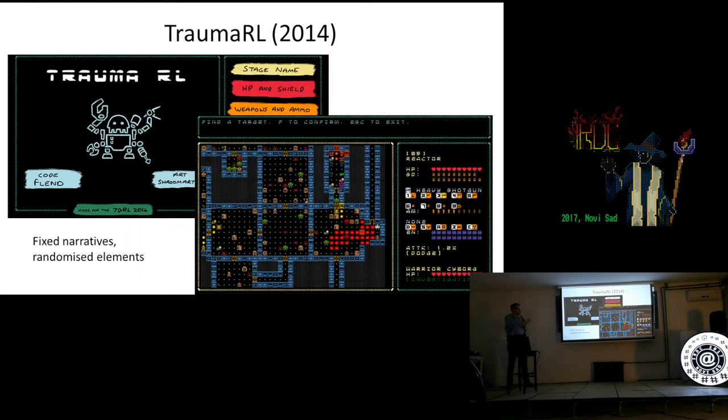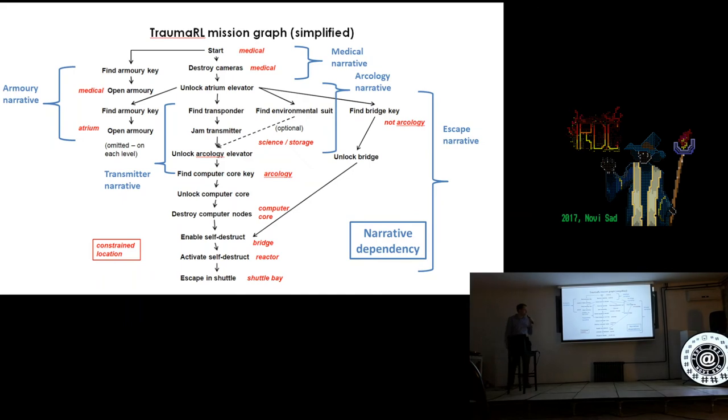So we need to move beyond this kind of fixed narrative to a random selection of narratives. So here's a rather simplified version of the quest that's actually in this game. I apologize, it looks rather complicated, but I'll take you through a couple of examples here, and you'll get some idea of what I'm talking about when I say narrative and topological dependencies. So you start at the start, and you have to destroy a number of cameras on a medical level in order to unlock an elevator that basically allows you to go to the rest of the game. However, independently of that, there's an armory on the level. You can find an armory key, and open an armory.